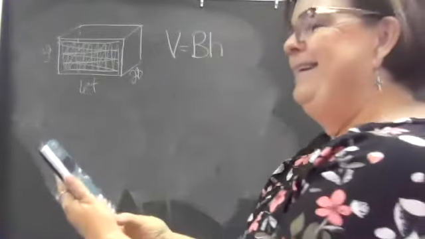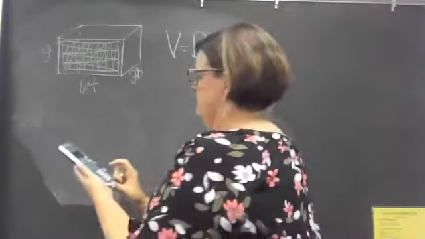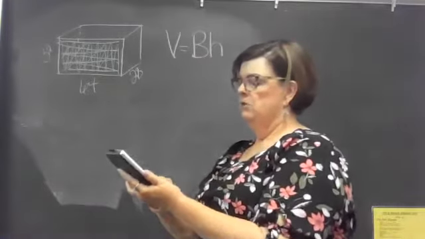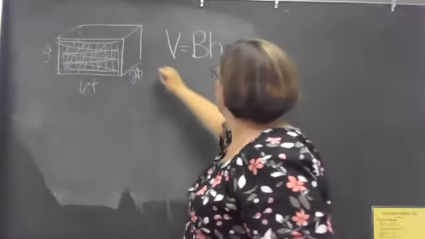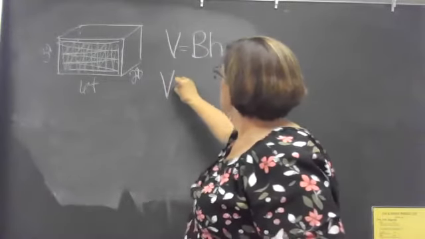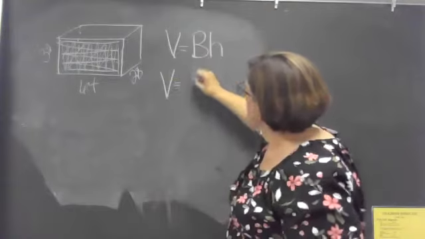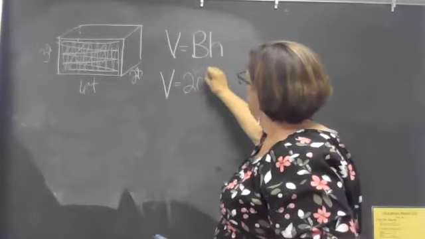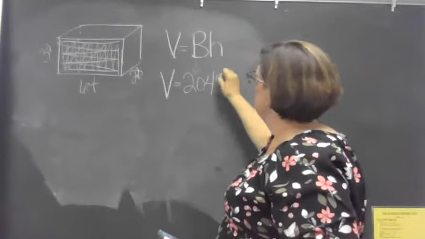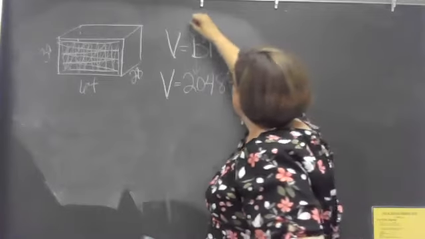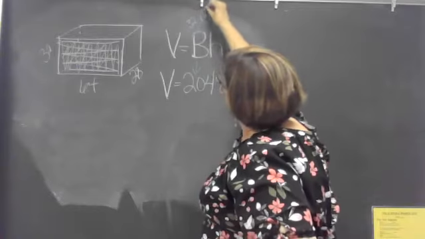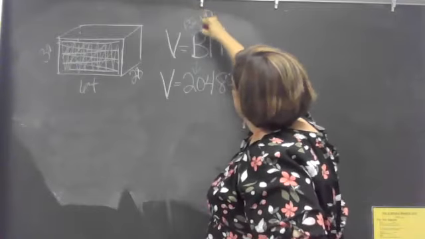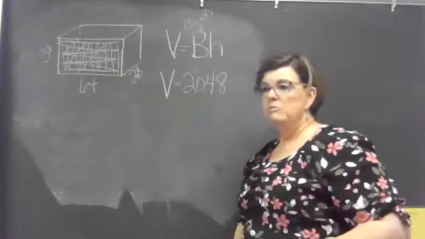Not yet. You're going to use it also. 32 times 64. But what I've taught the class is let's just go slow. So we've got volume equals, and underneath the B, I'm going to put 2048 because that is our 32 times 64. That's how you find the area of this rectangle, length times width, yes?